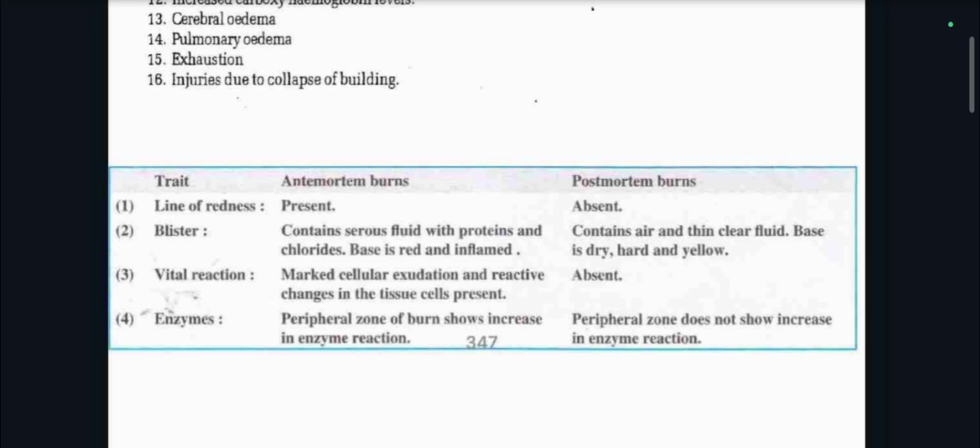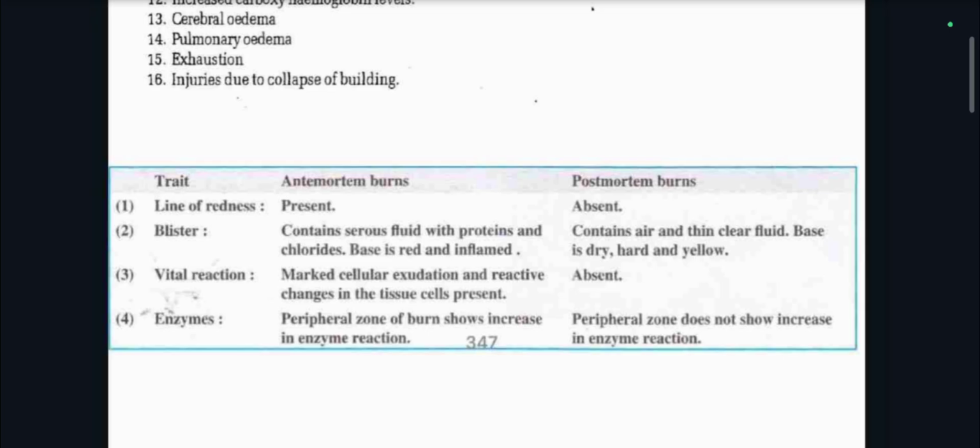What about enzymes? Obviously those are going to show reaction in antemortem burns rather than postmortem, because the person is living. So starting with line of redness, blister formation, vital reaction, and enzymes, you are going to have only 4 points in differentiation. So line of redness is present in AM burns rather than PM.